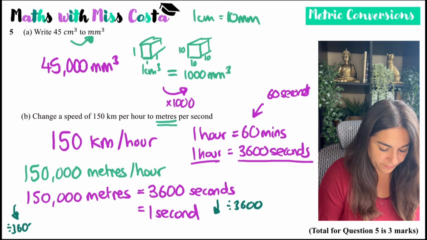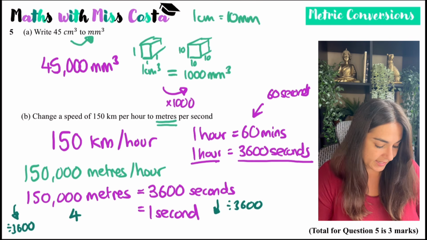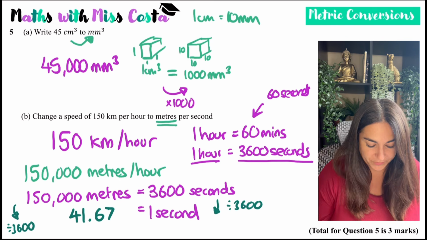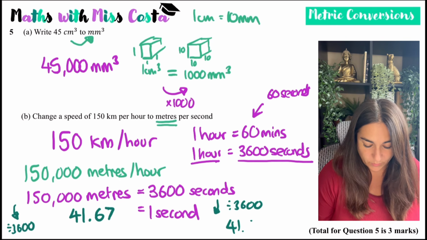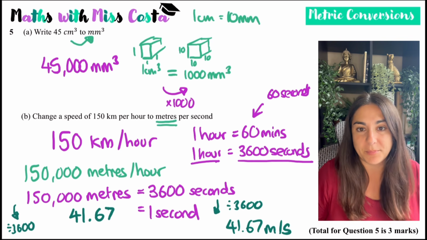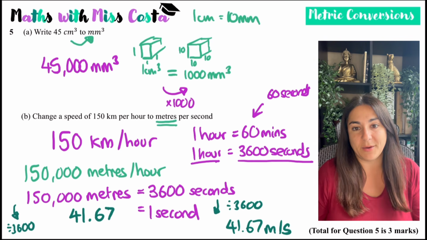So 150,000 divided by 3,600 is 41.67. So that's going to be 41.67 meters per second. And the key is just do it bit by bit. First change your kilometers to meters, and then think about changing your hours into seconds.